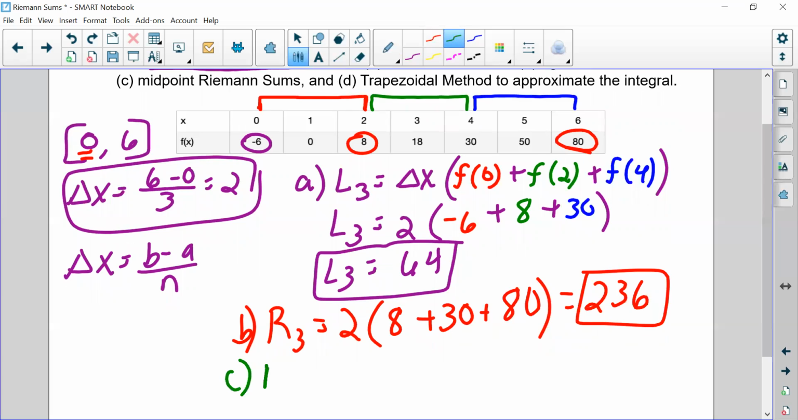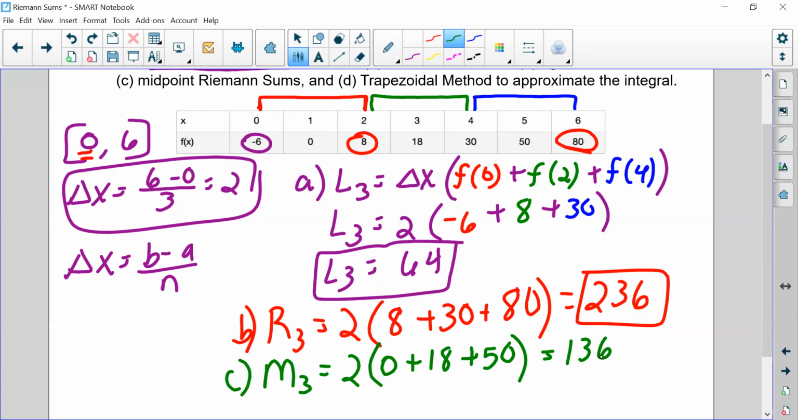All right. Now we're gonna do midpoint 3. So what's the width of each rectangle? Is it changed or is it the same? It's the same. But this time we want the midpoint of the red rectangle. What's the height of the midpoint of the red rectangle? f of 1, which is 0. Plus 18. 18 plus 60, plus 50. 68 times 2, 136. Okay with that?